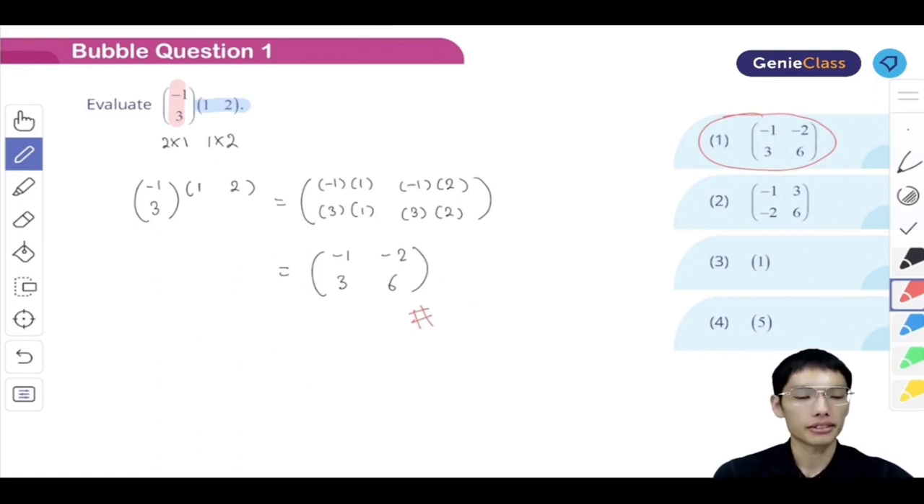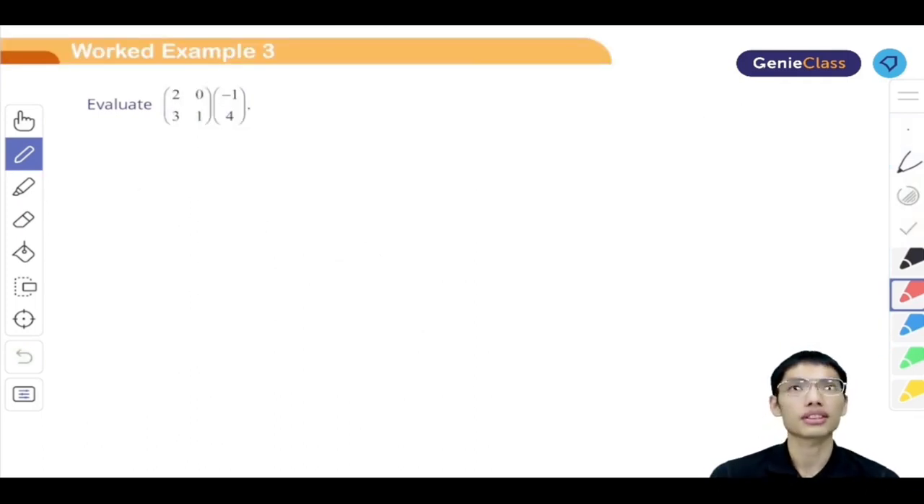All right, now let's bring it up a notch. Suppose what happens in this case when you have to do a little bit of manipulation, similar to the animation that we showed just now. So moving on to the third work example.